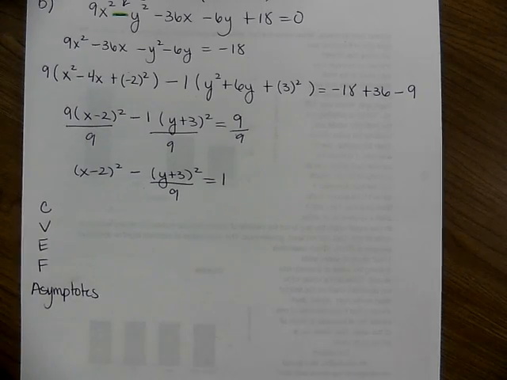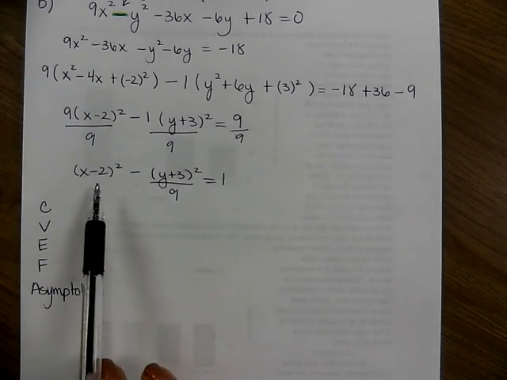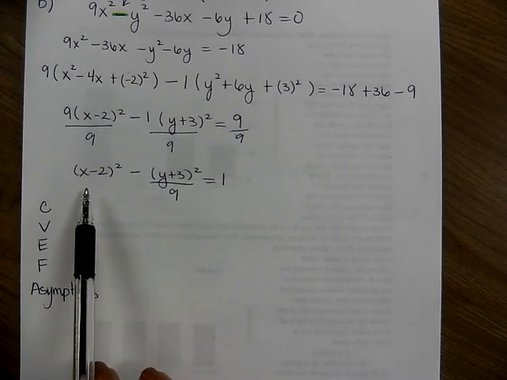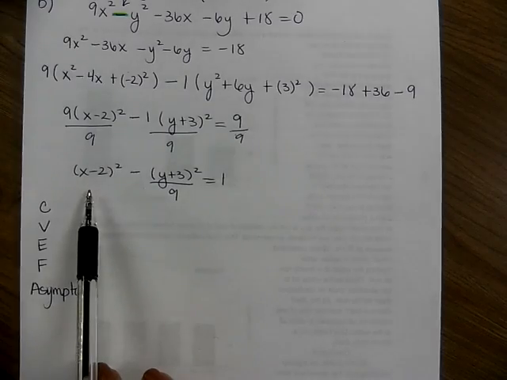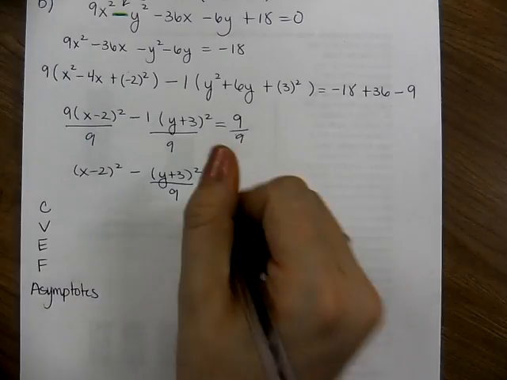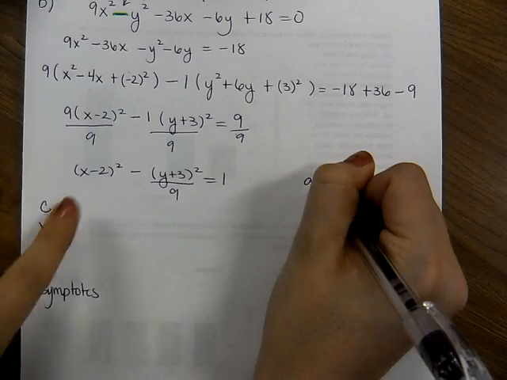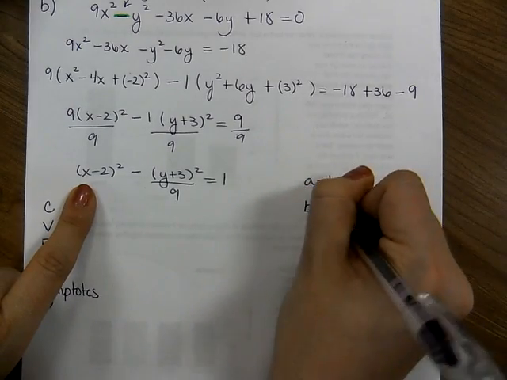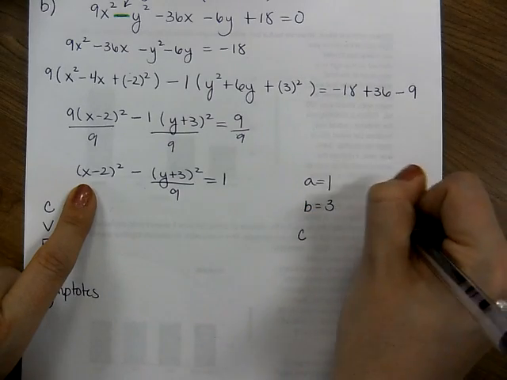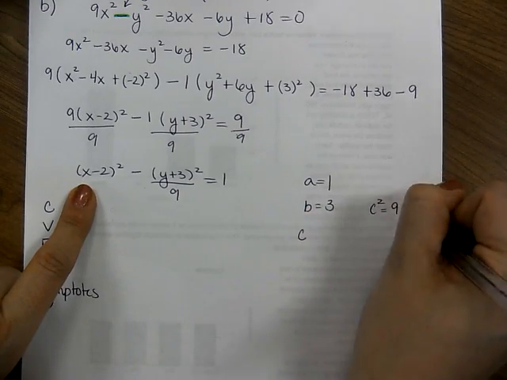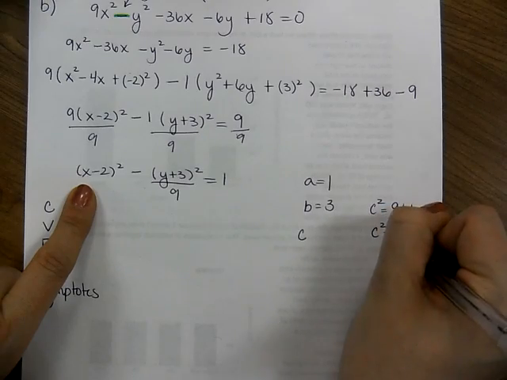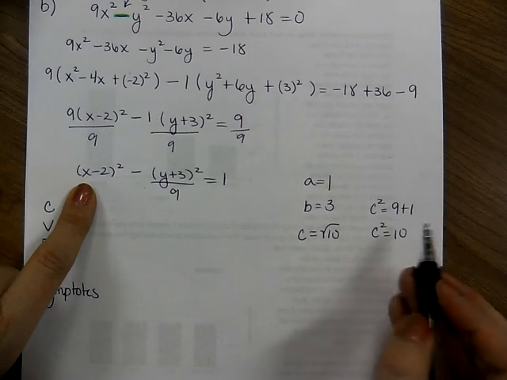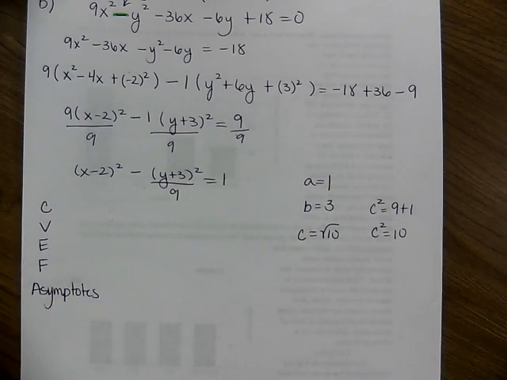Okay, so we have already discussed the fact that this is horizontal, right? Because we can see that the x squared term was positive. So it's still positive. We're good to go. What is A? 1. It's the number under here. There is no number, so it has to be 1. What is B? 3. So what is C? C squared is 10, so therefore C is the square root of 10. Everybody agree with that? You have to add A squared plus B squared.